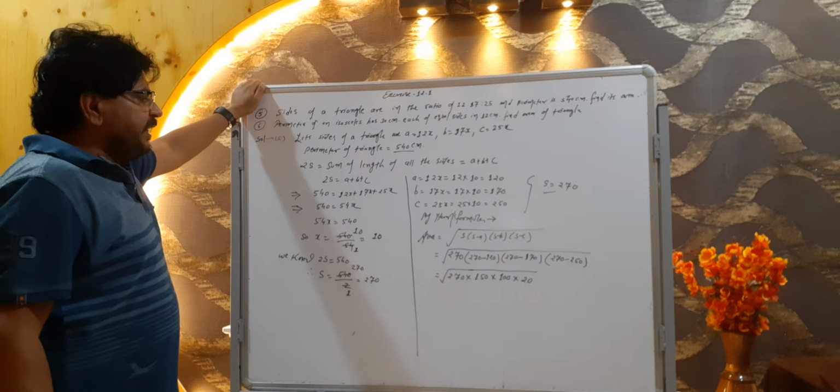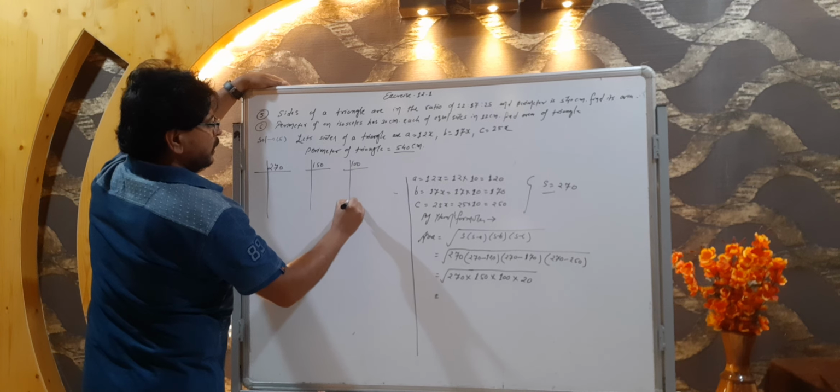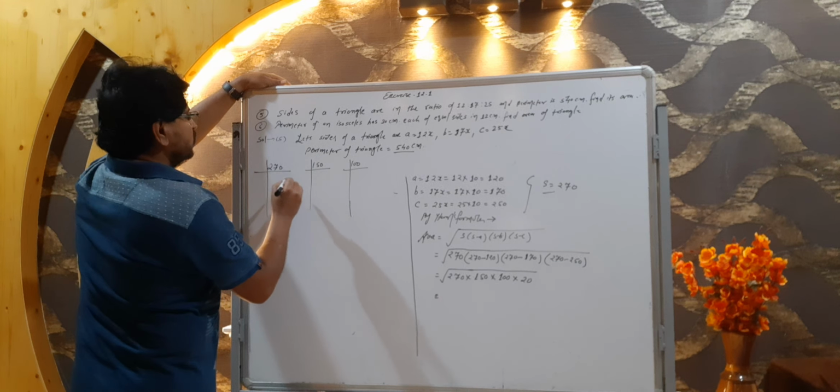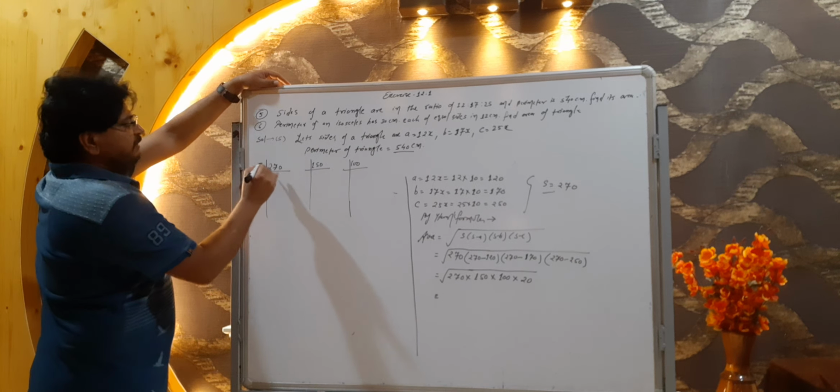Look there. Now 270, as well as 150, after it 100. Right? All simple, no problem. 270, 150 and 100. 270 divided by 2.